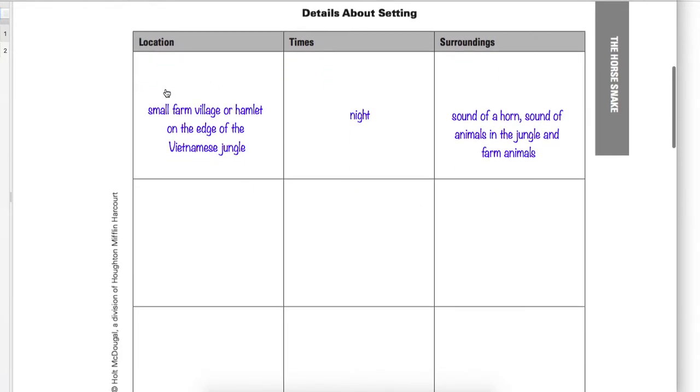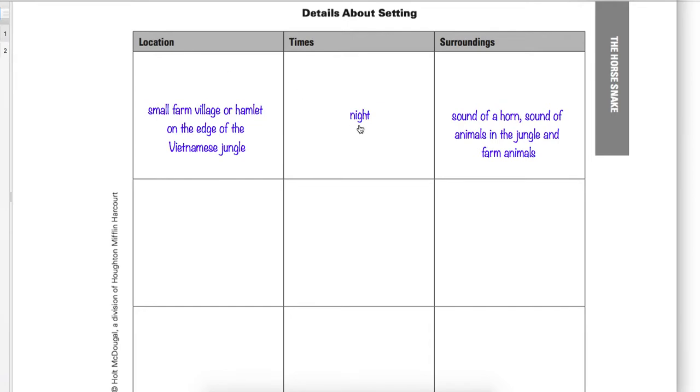And under location, well, small farm village or hamlet, as it's called in the story, on the edge of the Vietnamese jungle. That's the location that lines 15 through 20, the ones we just reread, are taking place.